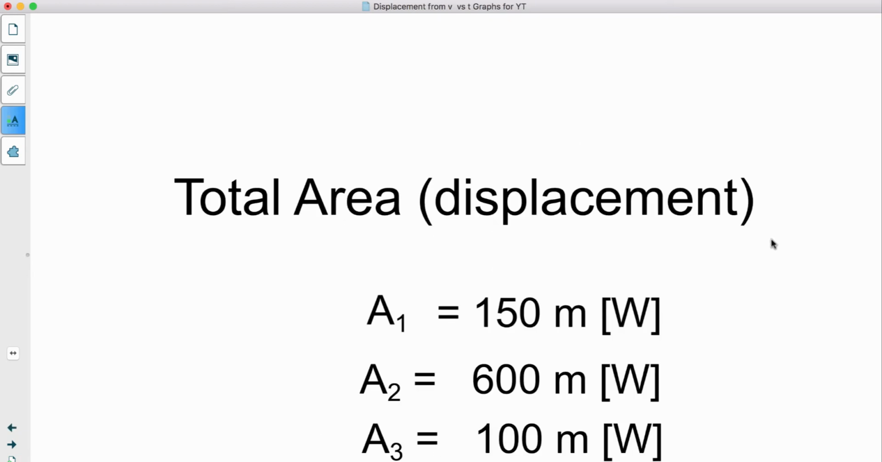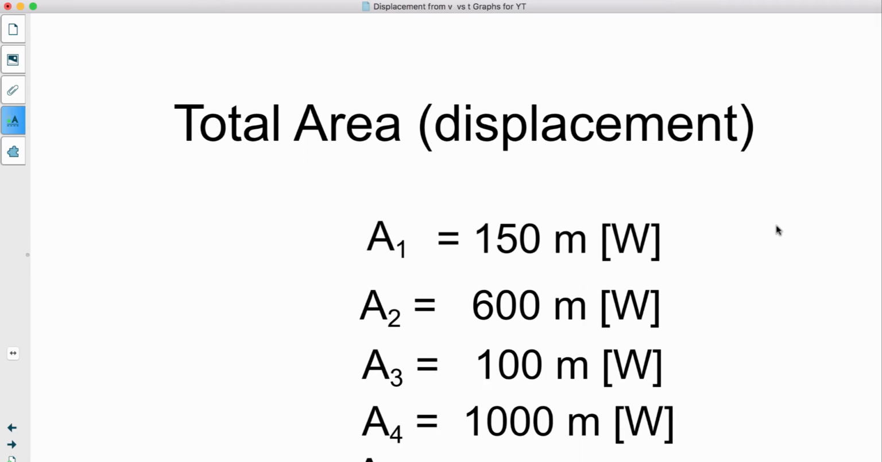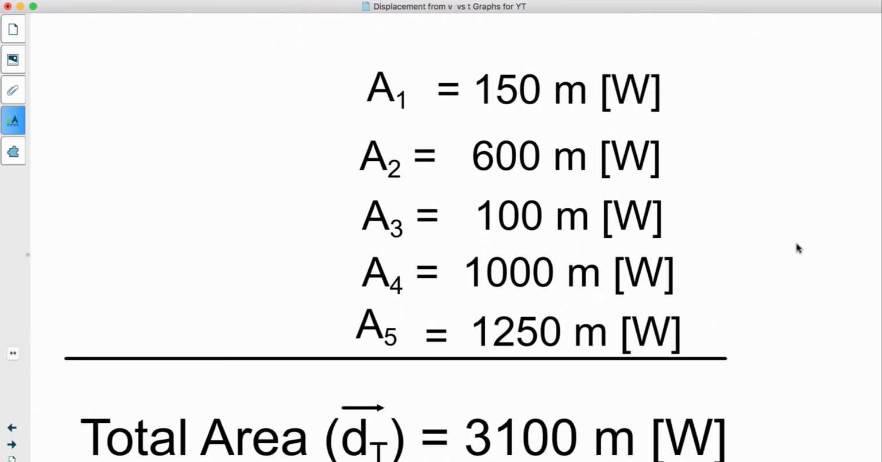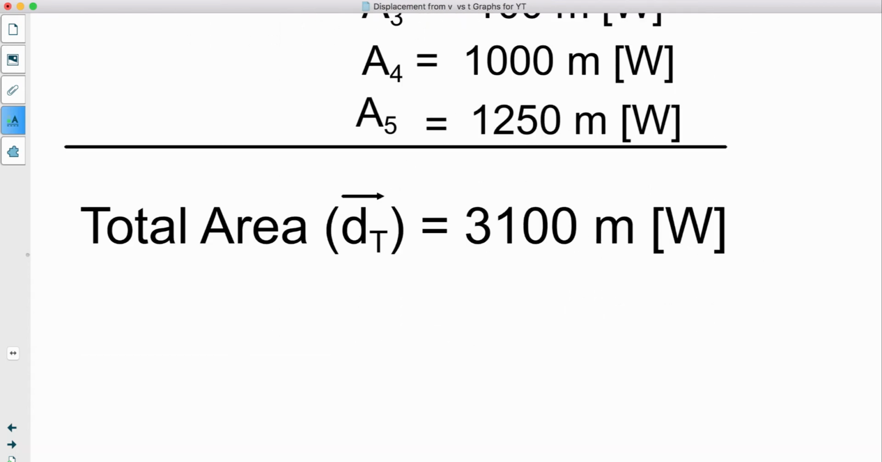Total displacement is the area underneath that curve, and I've just rewritten all of the values, A1 through A5, and we'll notice that they're all in meters, they're all in west. Add them all up, and we get a total displacement, or total area, of 3,100 meters.